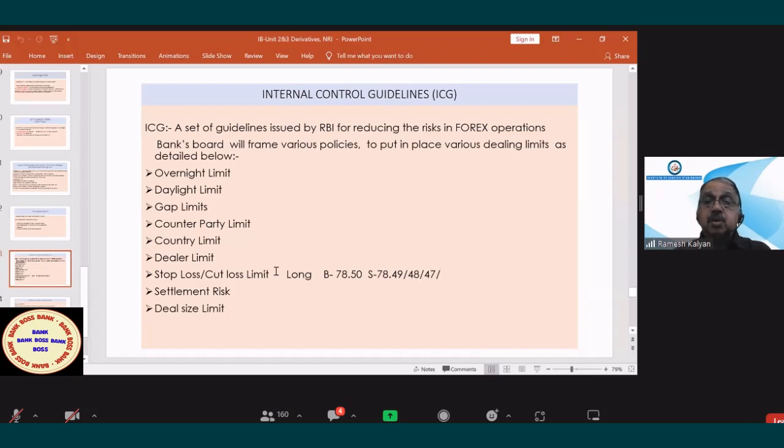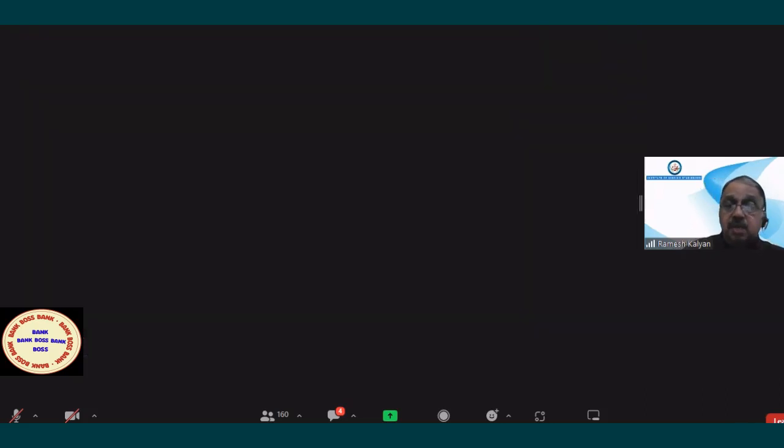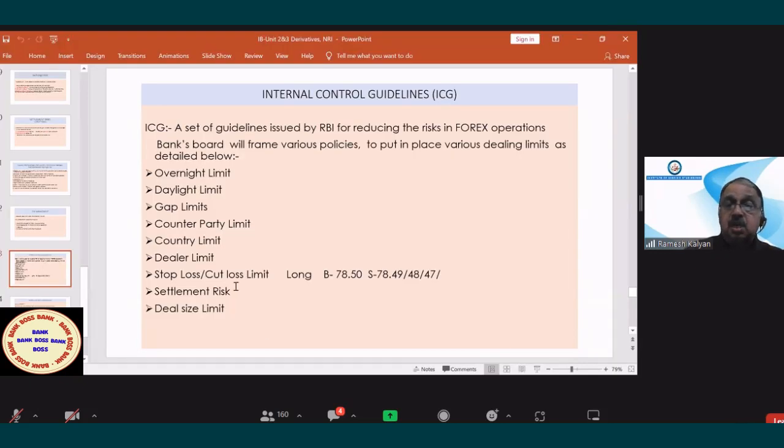Then it will become error of the employee. Then it will become operational risk. Till that limit, it will be exchange risk. Till the stop loss limit, it will be exchange risk. Beyond that limit, it will become operational risk. Settlement risk also: I have done the settlement, you have not done it. That also ultimately will be a credit risk. But these are all different types of risk.